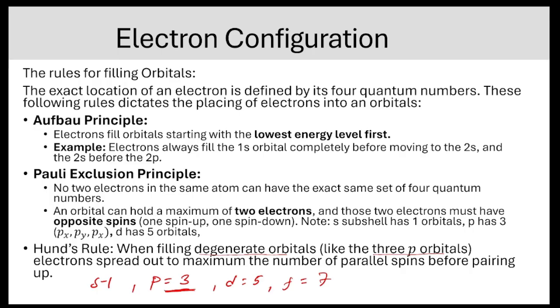If we go back to the previous video, we should also mention that since one orbital can have two electrons, and the s subshell has only one orbital, the s subshell can have two electrons, p can have 6 electrons, d has 10 electrons, and the f subshell can have 14 electrons.